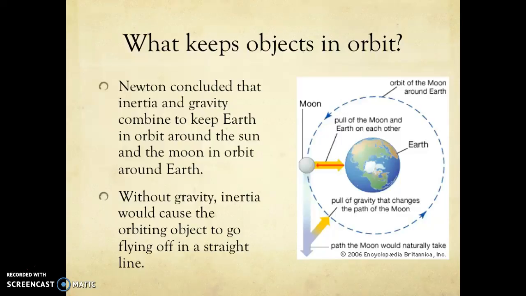So gravity is really important to the universe, and especially to things like solar systems. This is the whole reason we're able to have planets orbiting suns and moons orbiting planets. Without inertia and without gravity, we couldn't have that.